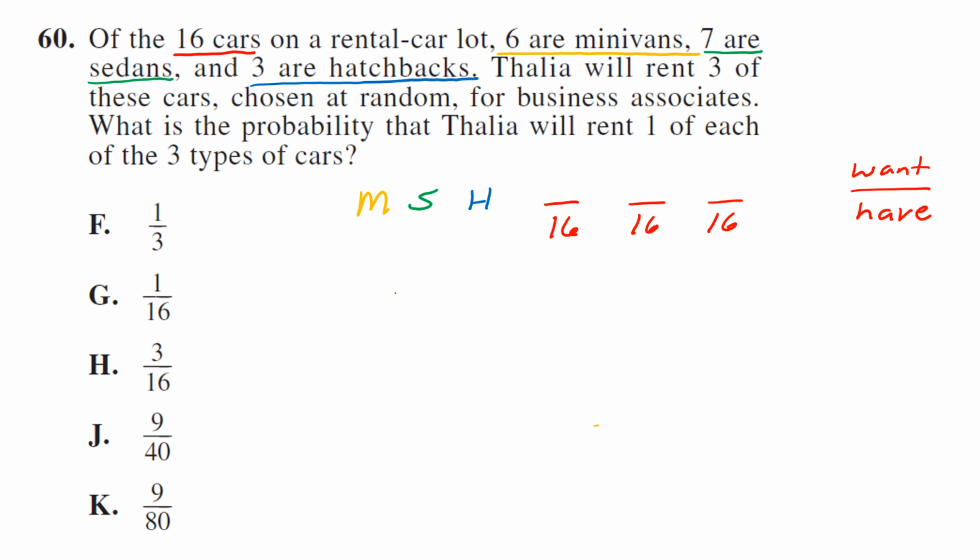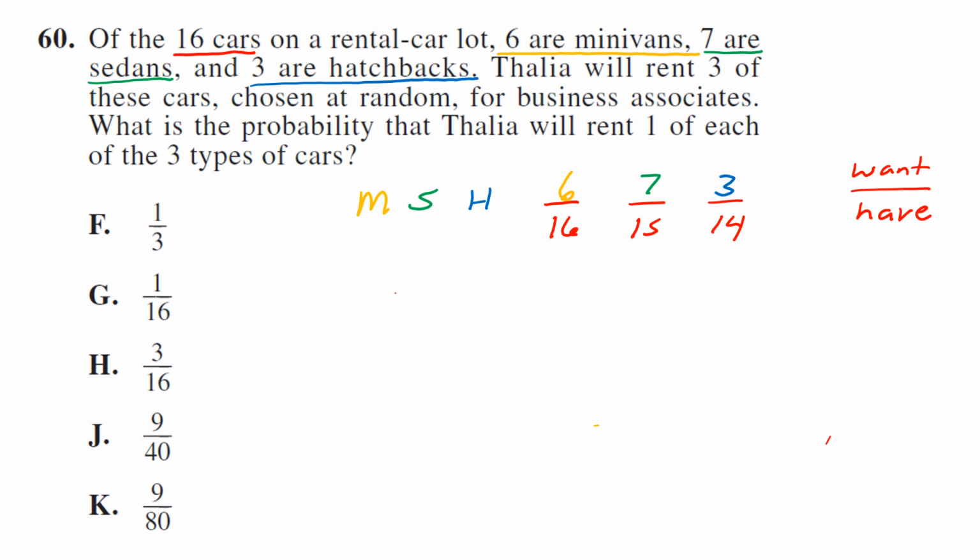It's not going to be 16 total each time, because after you rent one, it's not 16. If she rents one car out of 16, then she has 15 choices and then 14 choices. So if a minivan, 6 out of 16, and then a sedan, 7 out of 16, and a hatchback, she has a 3 out of 16 chance to rent a hatchback. Now, but it could be a different order than that.